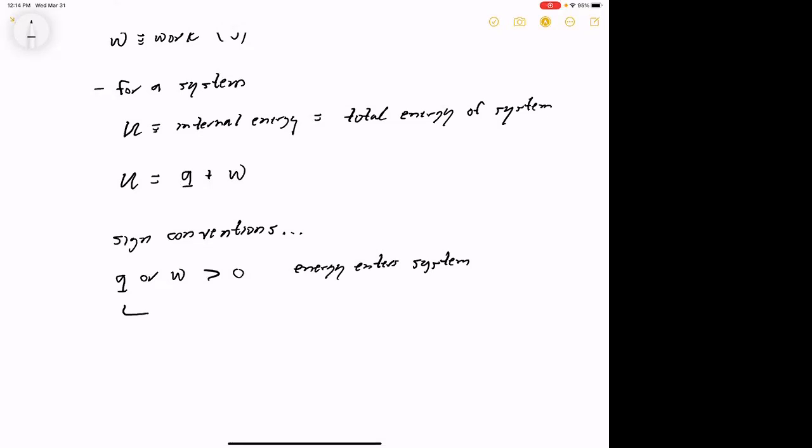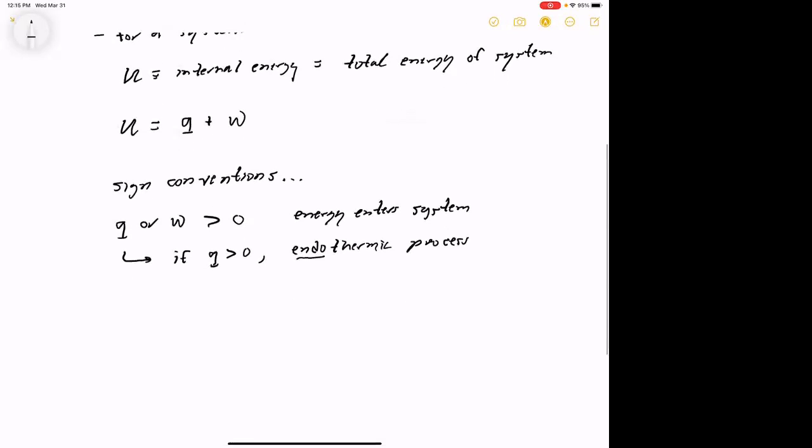Now, there's another subset of this when we're talking about Q. If Q, and this is a term thing, is greater than 0, we say that that is an endothermic change or process. Endo meaning going into. Okay, endothermic. So let's look at the other situation.